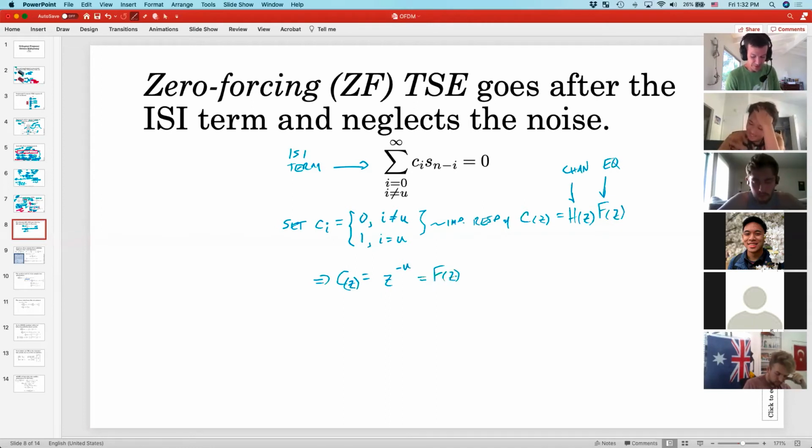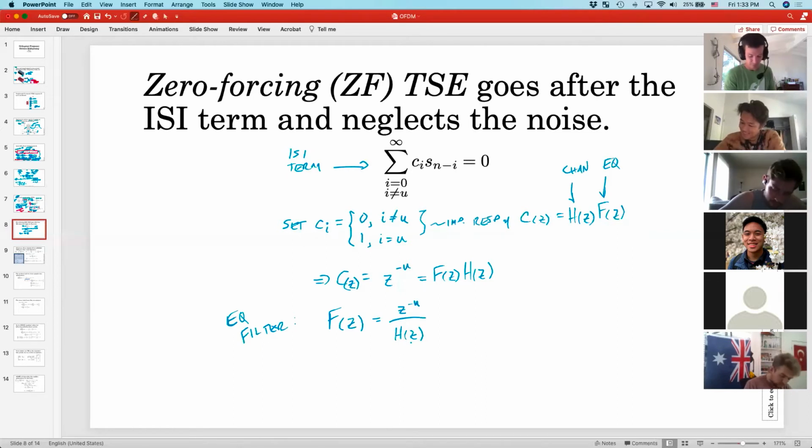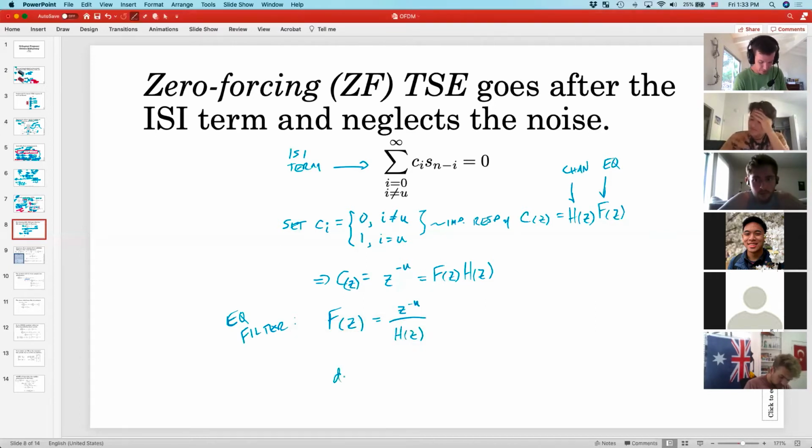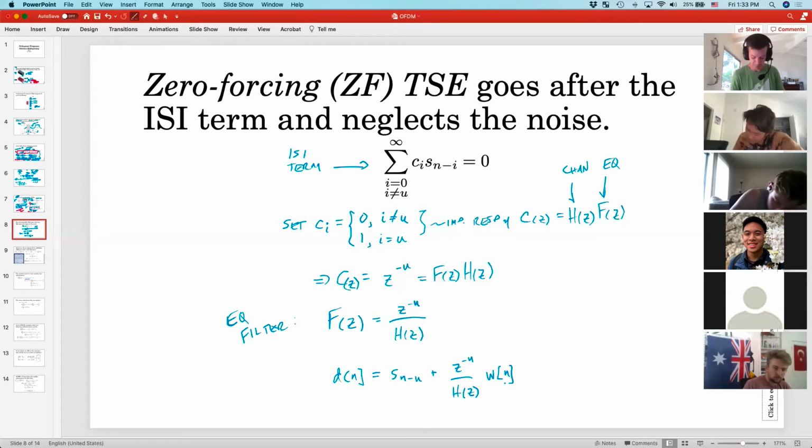All right, so if that is the product of F of Z with H of Z, then that means that our equalizer filter is simply Z to the minus u over H of Z. And so if we do that, then we get in the time domain that our decision variable is the symbol that we want. So we have accomplished our 0 ISI plus some version of the noise, where I am again being sloppy and mixing time and Z domains here. So I just want to drive home the fact that we are eliminating ISI and we're doing absolutely nothing for the noise. Whatever we do is going to be applied to the noise, and we're not really optimizing for that.